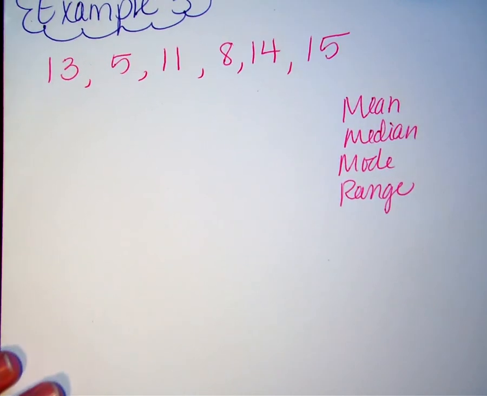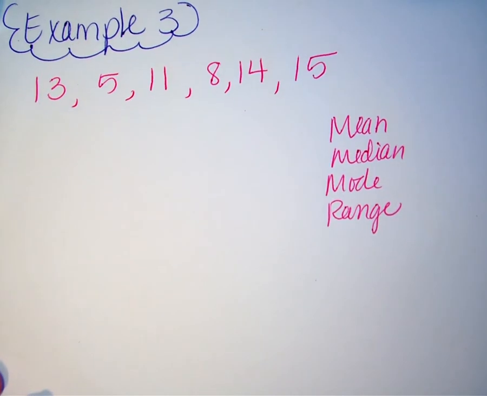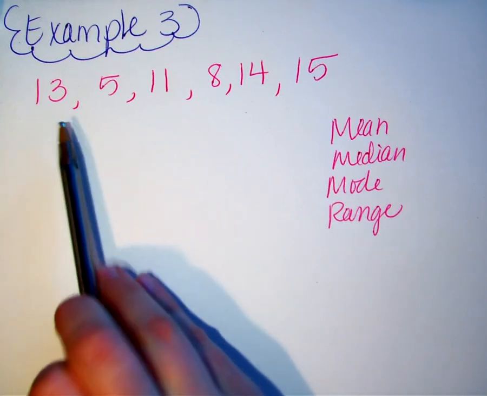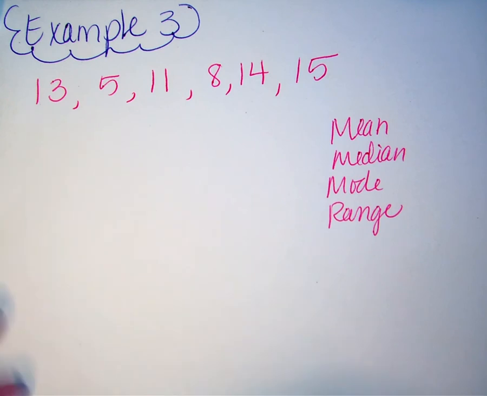All right, so this set is for example 3. So when you start doing your clicking and pasting on that slide, make sure that this information goes on for example 3. So these are the values that are in that example. First thing you're going to do is list them from least to greatest first.